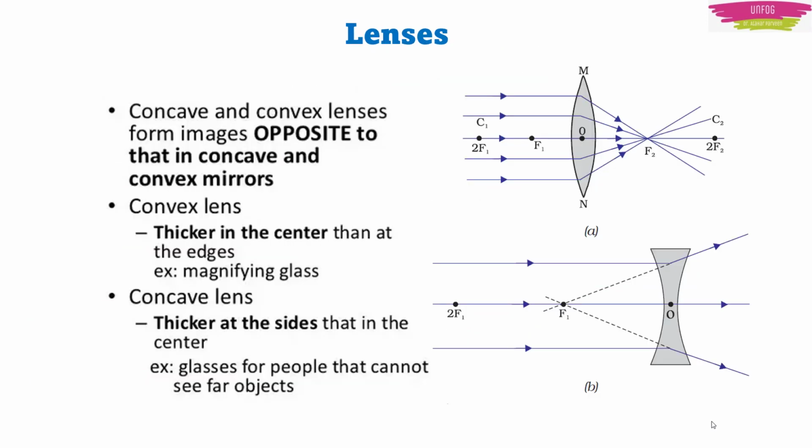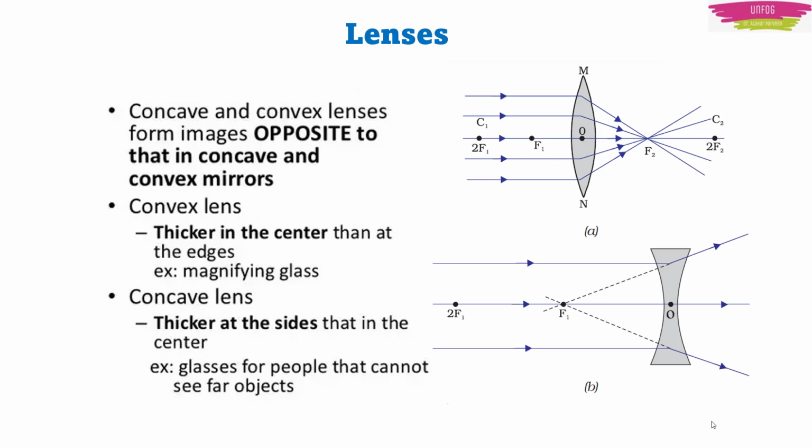To put it in a simple manner, concave and convex lenses form opposite images to those in concave and convex mirrors. This one line, if you put it in your mind in a permanent way, then I promise you most of the answers in your exam will go right. Concave and convex lenses form images opposite to those in concave and convex mirrors.